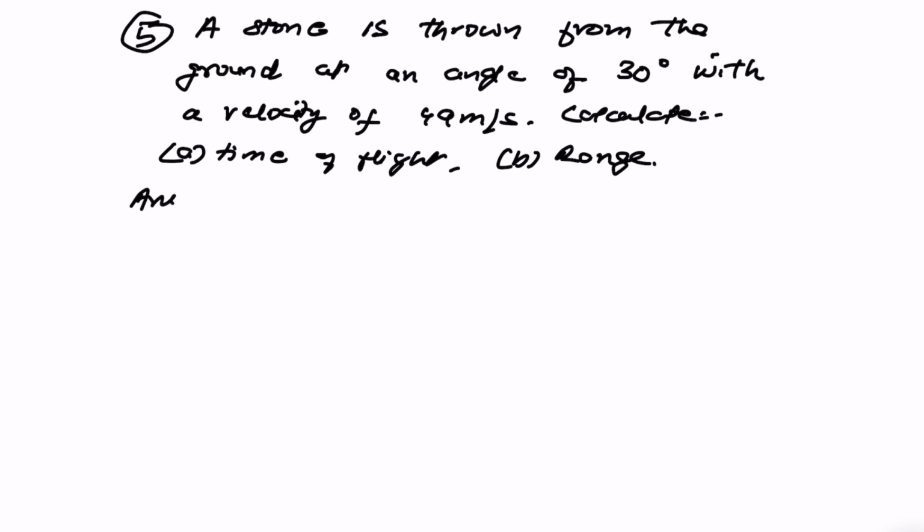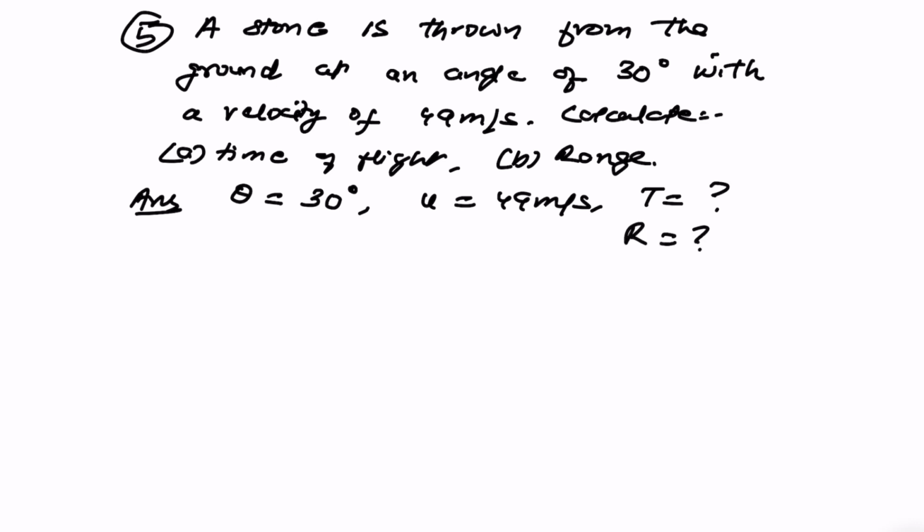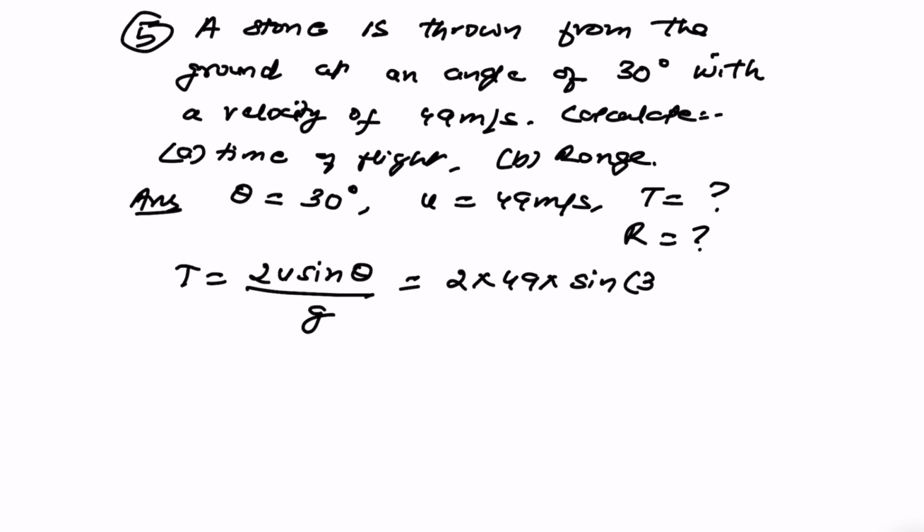So what are the two things that are given to us? We are given that theta is how much? 30 degrees. And we are given that the velocity is how much? 49 meters per second. So we have to find the time of flight and the range. We know that the formula for time of flight is given by 2u sine theta upon g. So u is 49 into sine 30 divided by g. In case g is given to us, that is say 9.8 meters per second.